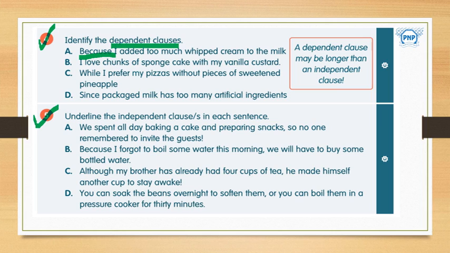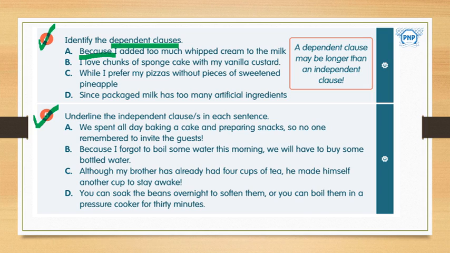Fifth one, underline the independent clause in each sentence. You have to just underline the independent clause. We spent all day baking a cake and preparing snacks, so no one remembered to invite the guest. Because I forgot to boil some water this morning, we will have to buy some boiled water. So from these you have to just underline the part which is the independent clause.